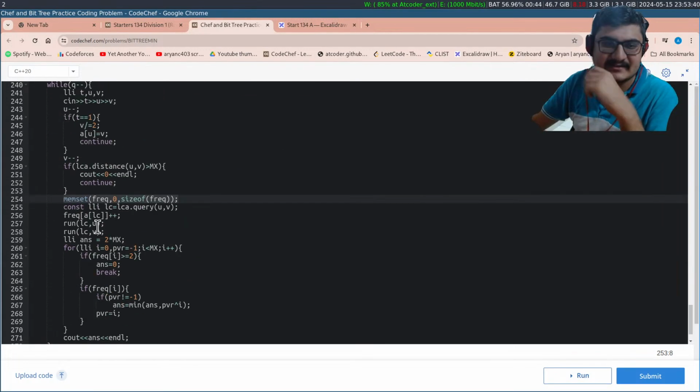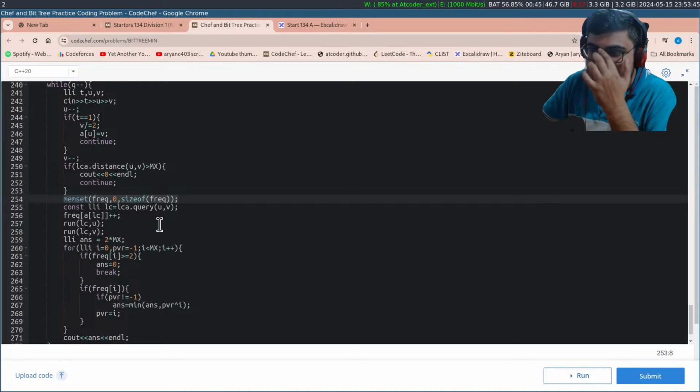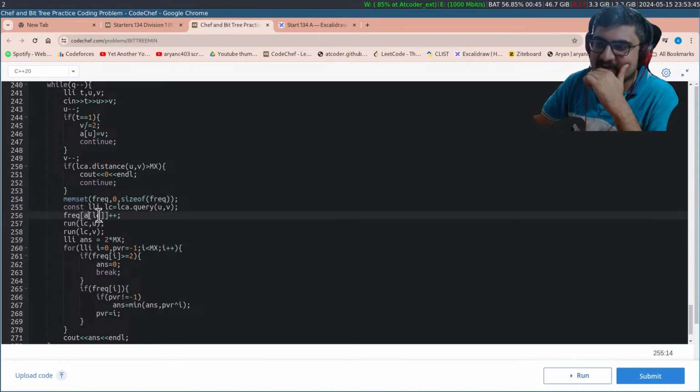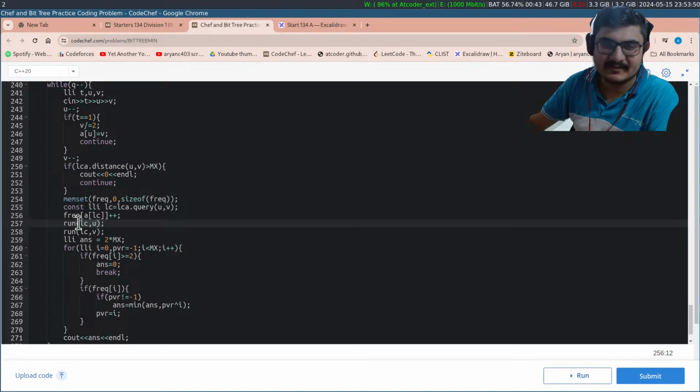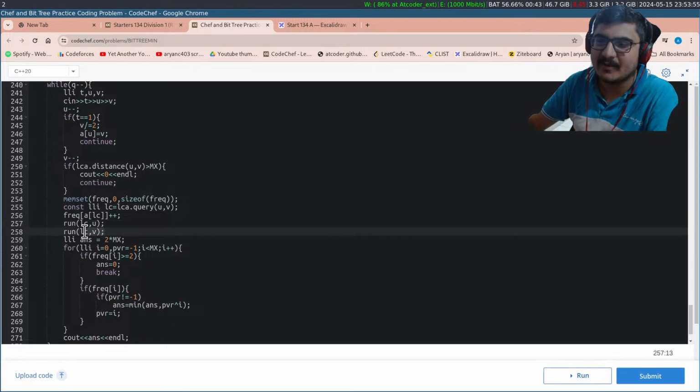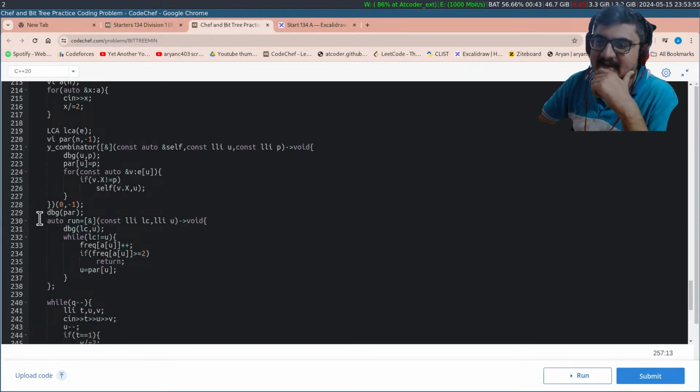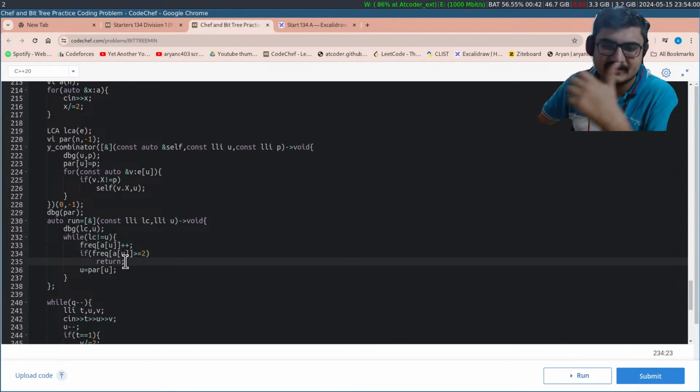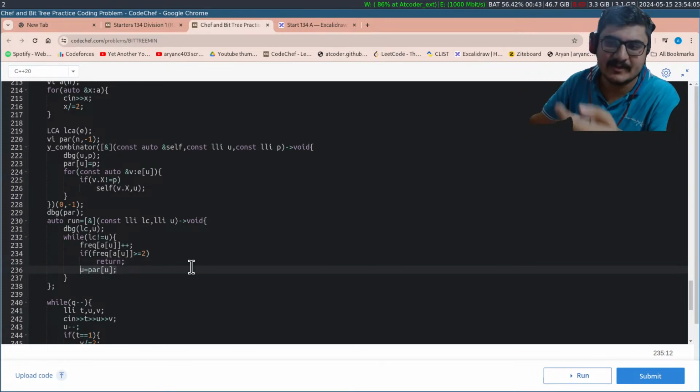Because if I iterate on all the elements from the path, the number of elements I would encounter is less than 1023. So I add the value at LCA to this frequency table. From U, I move up to LCA, computing each value. From V, I move up to LCA, computing each value. And the running path is similar. As long as we have not reached the LCA, add the current value. If frequency is greater than or equal to 2, we don't need more values. The answer is definitely 0. Otherwise, keep moving up to the parent here.